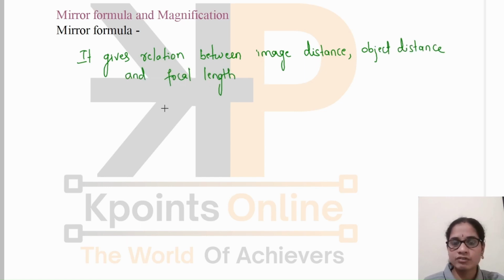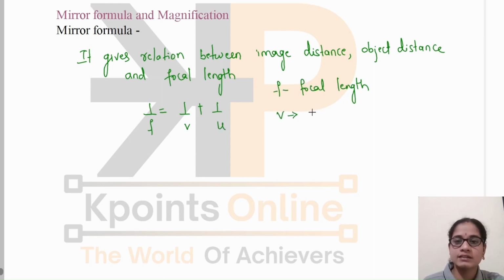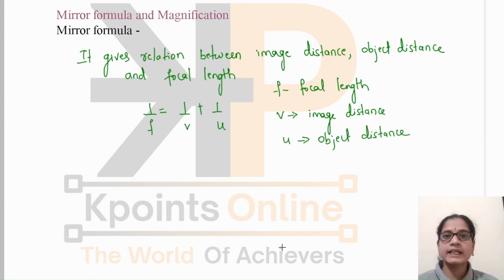And it is given by the formula 1/f = 1/v + 1/u. We know that f is the focal length, v is image distance, u is object distance. And here also we will be using the sign convention for the measurement of distances.